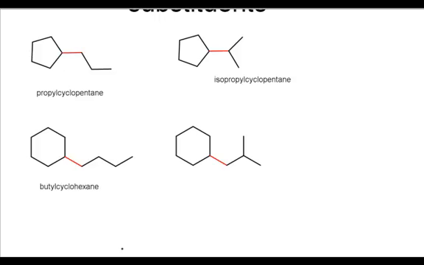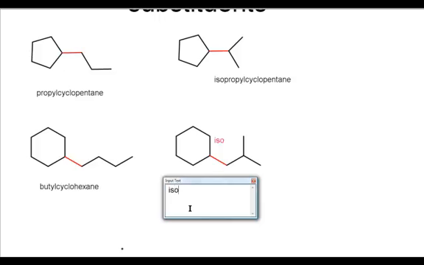And since this substituent group right here looks like isobutane, the name that I give to this substituent is isobutyl. Isobutyl. So this compound is isobutylcyclohexane.